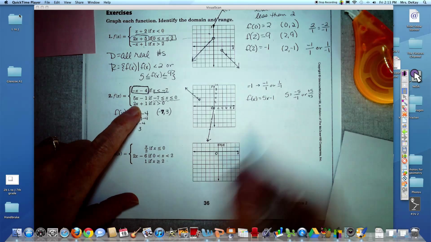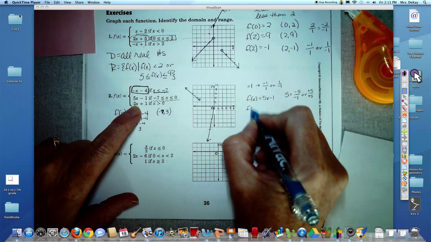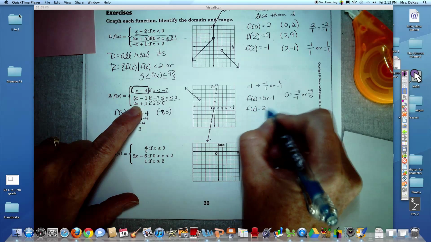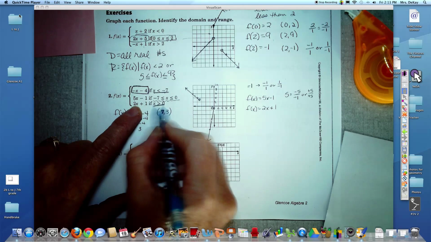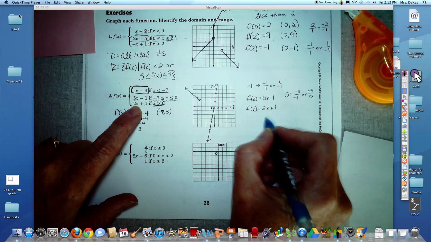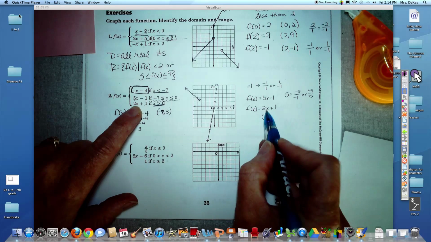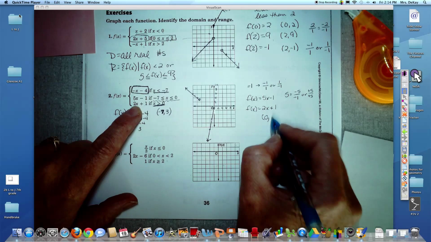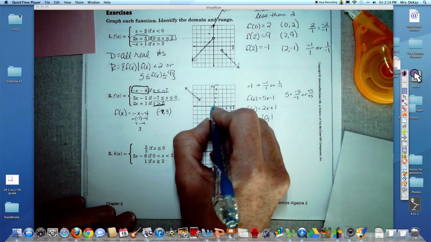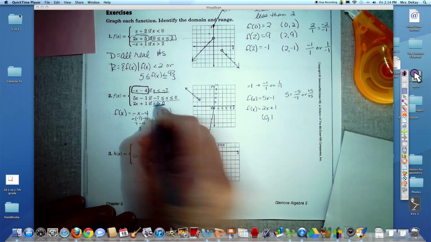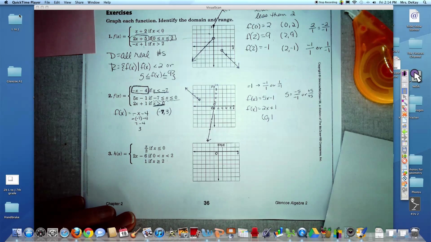And then for f of x is 2x plus 1 when x is greater than 0, so I'm going to put 0 in right there. When I put 0 in there, I get 1. So my first point is going to be at (0, 1). Over 0, up 1, and it's going to be an open circle.